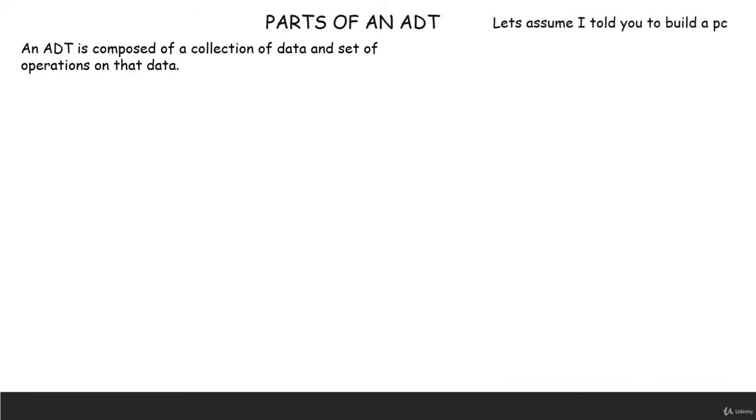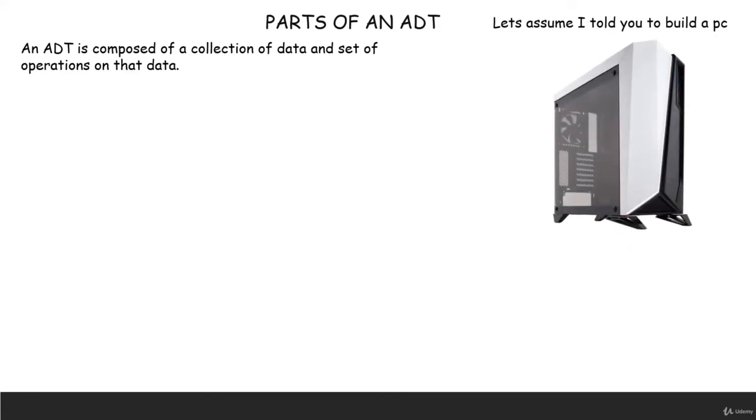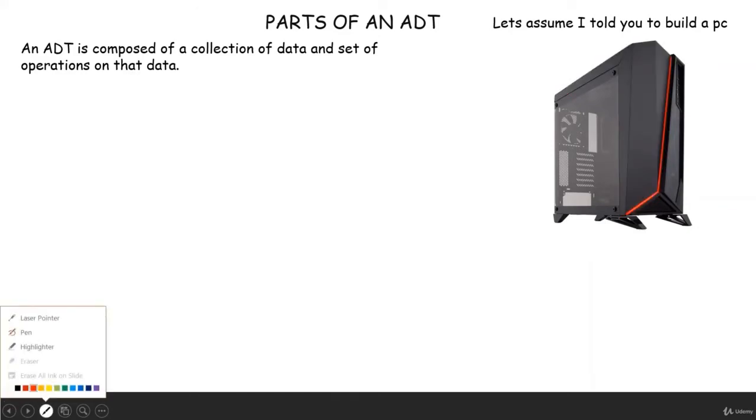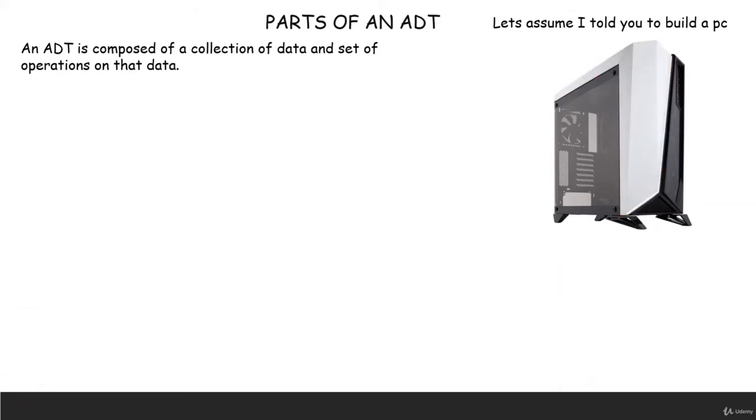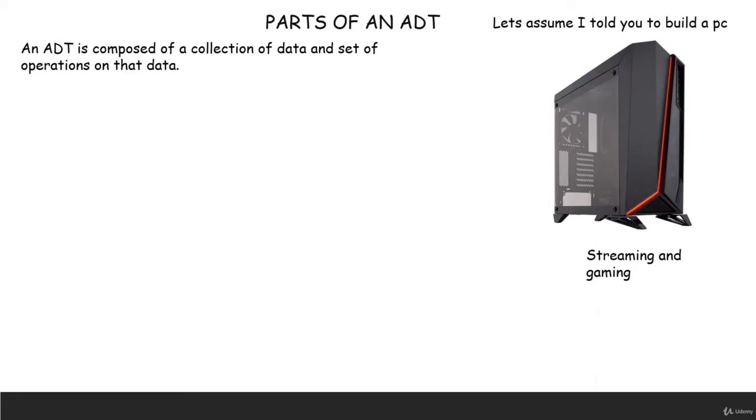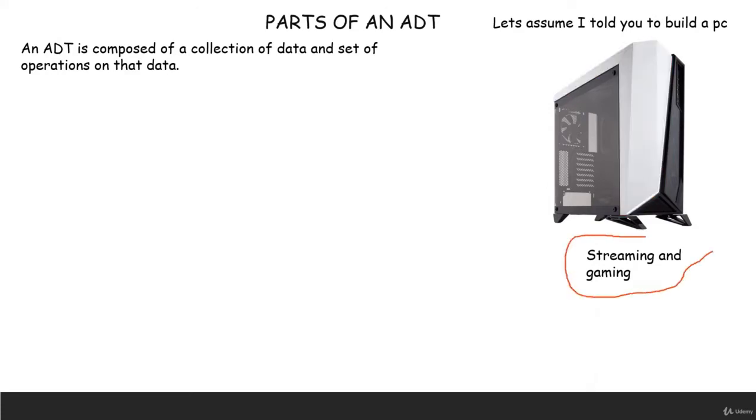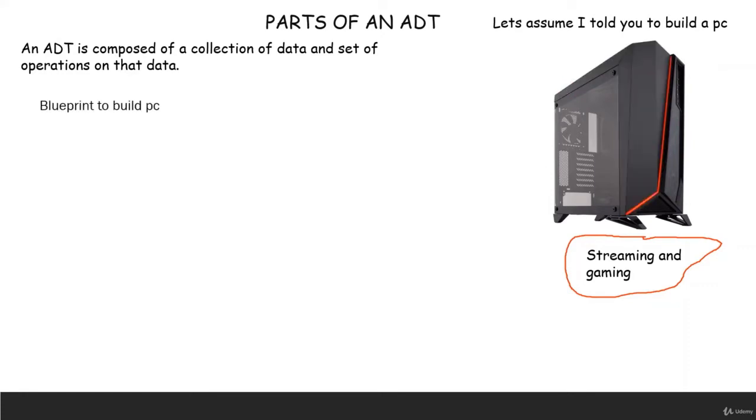Let's have a quick example. Let's assume I told you to build a PC. Okay, actually it's not possible for everyone, but just assume that I told you to build a PC. And I challenge you that my PC should have streaming and gaming. That's all about the minimum functions which I required. Then I gave a blueprint to build a PC. What is a blueprint? It's just like an outline.